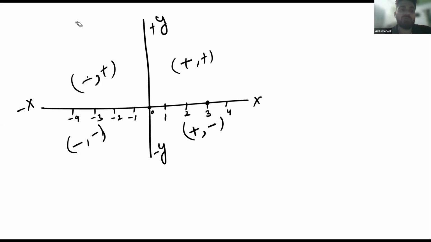If you want to come to this point, what will you do? You will come along the x-axis to 3. So this will be 3, comma. And how much distance will you travel in y? Because it is lying on the x-axis, you are traveling neither upward nor downward. You have to move on this line only. So the y value will be 0. Got it? So if a point lies on the x-axis, the value of y will be 0.